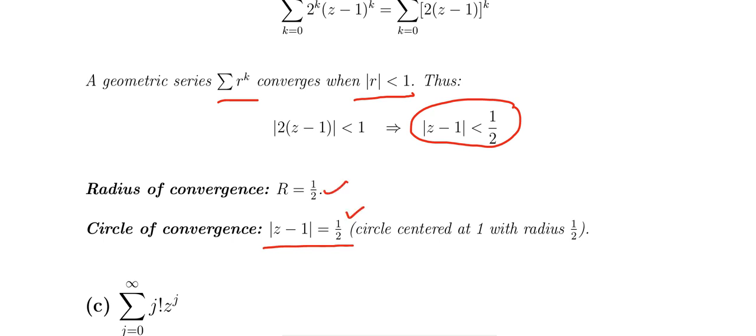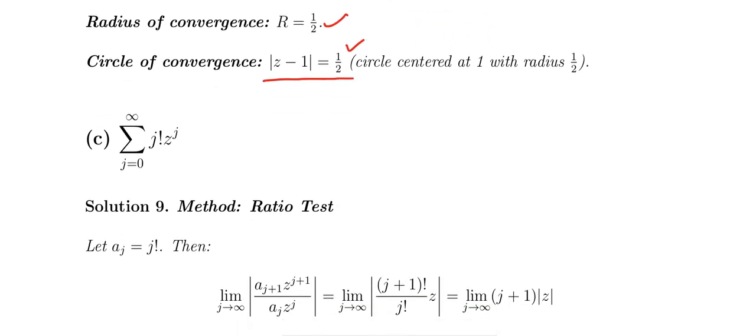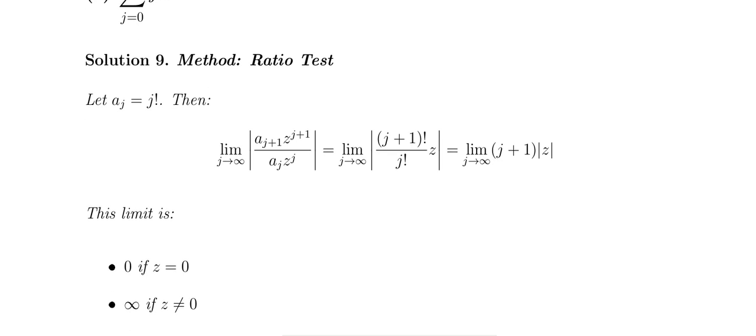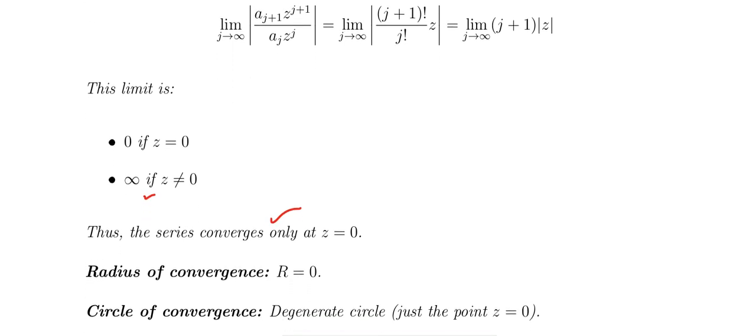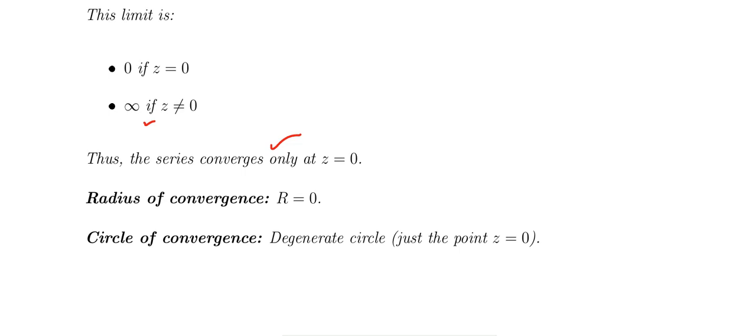Am I correct? In the same way, consider j factorial into z power j. The best option is the ratio test. The limit as j tends to infinity is 0 when z equal to 0, and when z is not equal to 0, it becomes infinity. So the series converges only at z equal to 0. The radius of convergence is equal to 0, and the circle of convergence degenerates to just the point z equal to 0.